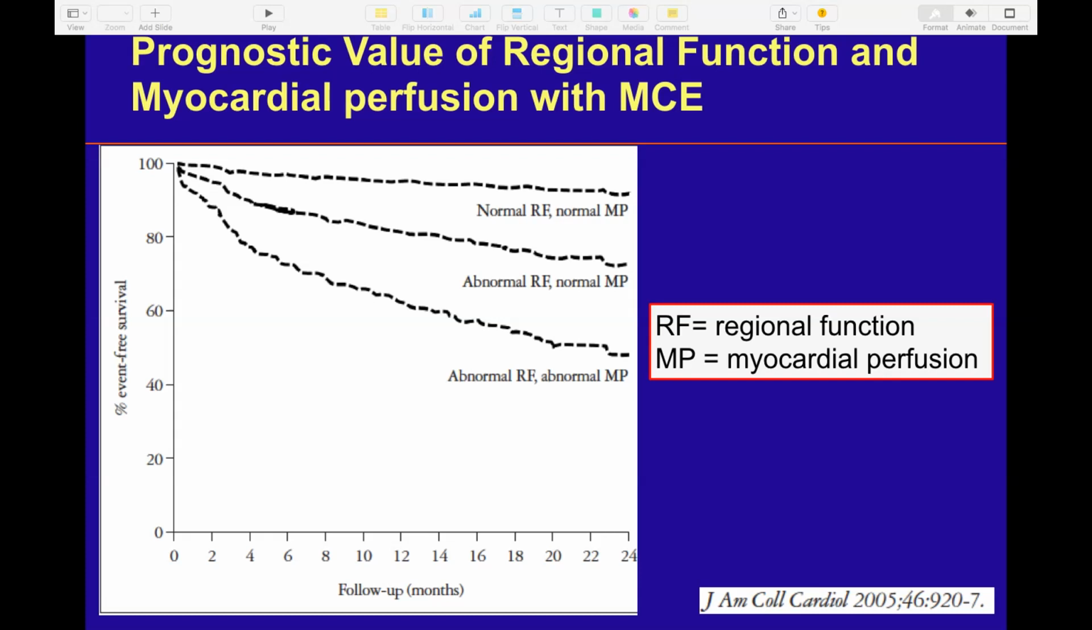And you can see that the interesting thing is right in the middle, right? If you have abnormal regional function like ischemia, but your microvascular perfusion is normal, you actually have a better prognosis than those patients here. So in general, this concept has held true across imaging modalities. The microvascular integrity seems to trump epicardial wall motion abnormalities in general. And that is why perfusion-based techniques have that kind of strength and advantage.